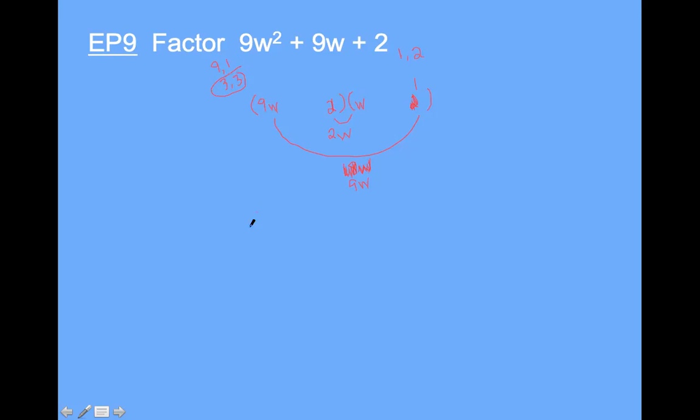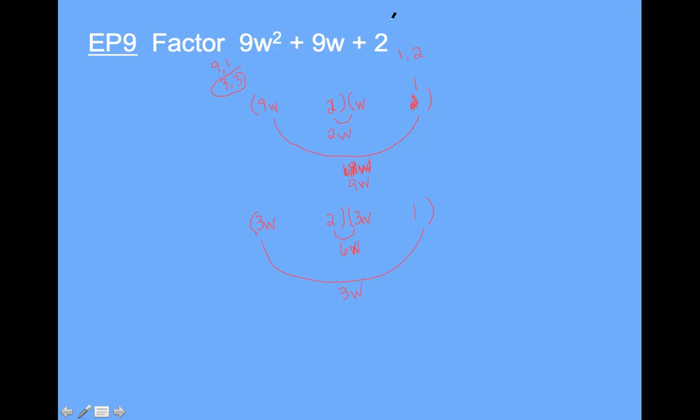So I'm going to start the problem again. And sometimes you'll see these on the first try, and sometimes you won't, and it's okay. So I need a 3w and a 3w to get a 9w squared. I know it has to be 2 and 1 because that's my only choice. All right, and let's see now. 2 times 3 is 6w. 3 times 1 is 3. And now, can we get a 9w out of 6w and 3w?